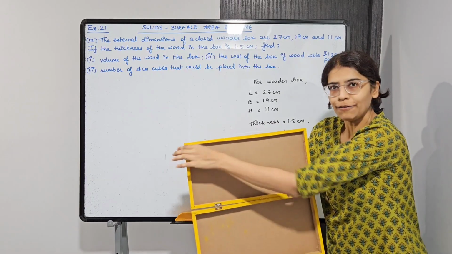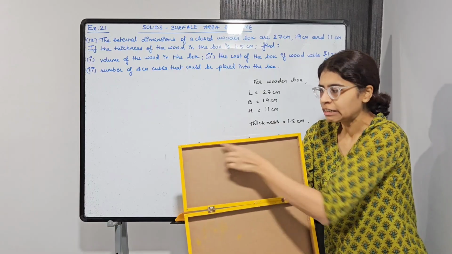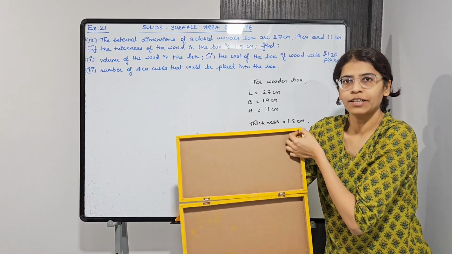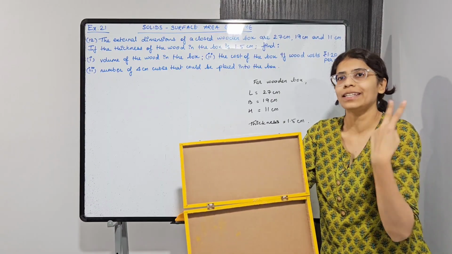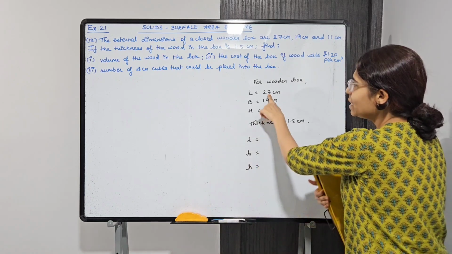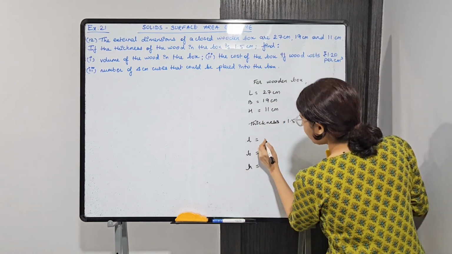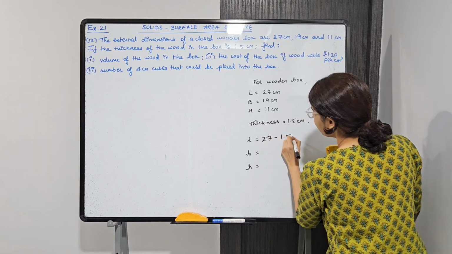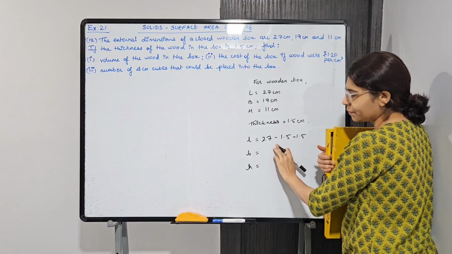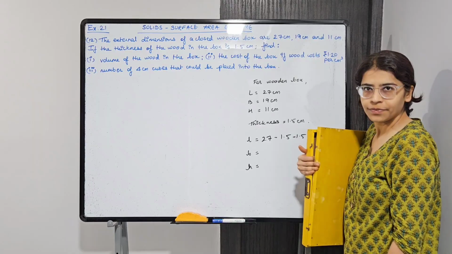So 1.5 I need to subtract twice to find out the internal length. This 1.5 thickness and this 1.5 thickness I need to subtract twice to find out internal length. So external length is 27. 27 minus 1.5 minus 1.5, that is minus 3. So 27 minus 3 will give 24 centimeter.